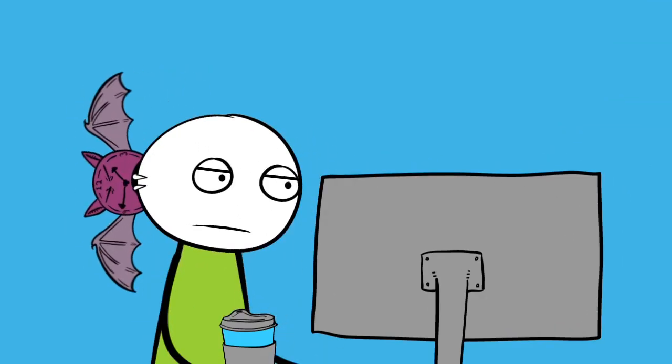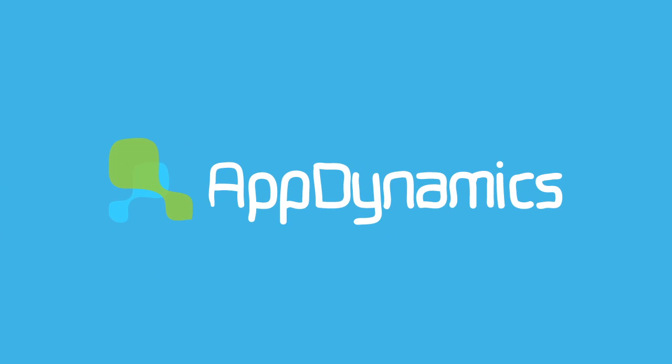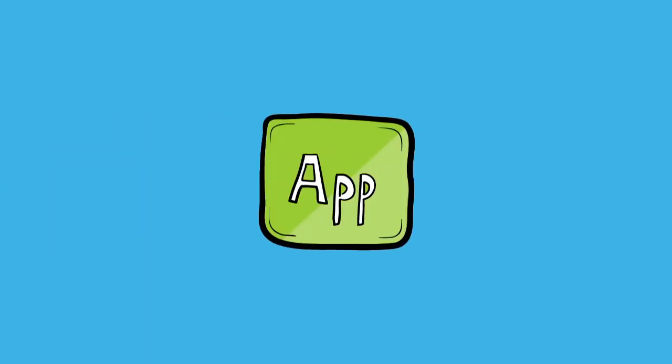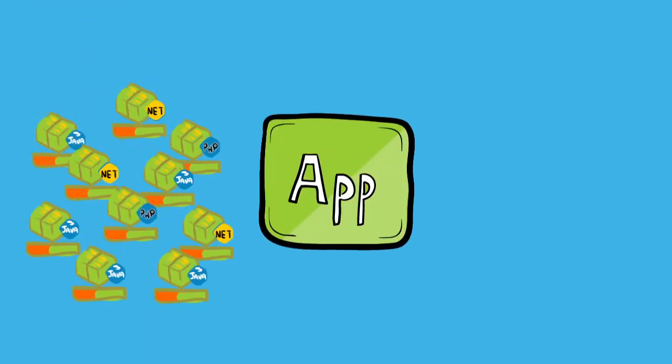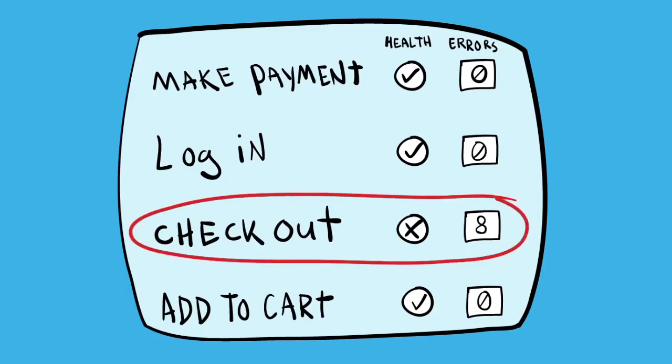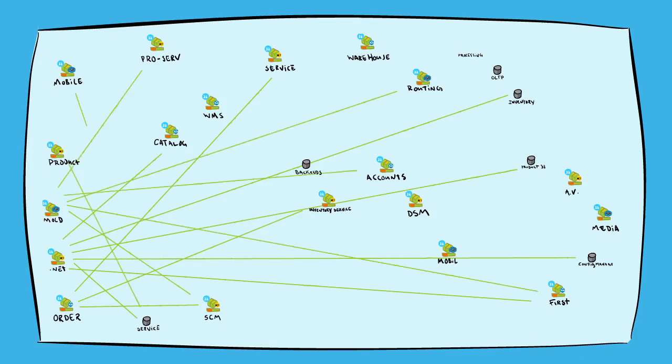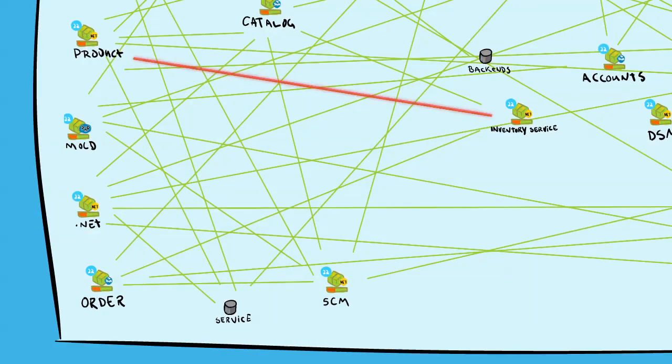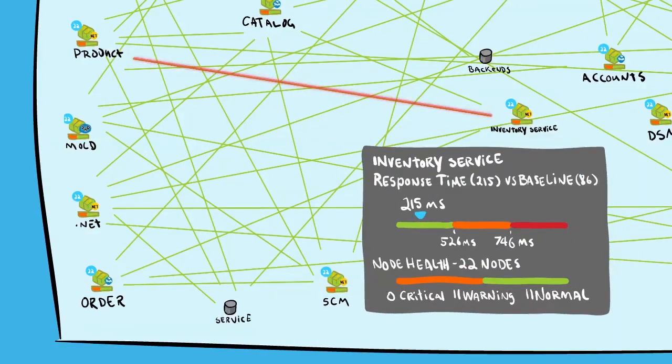That's the idea behind AppDynamics. It's application performance management software that works whether you have 10 servers or 10,000. It helps you find the root cause of the performance issue fast. AppDynamics gives you complete visibility into everything that's happening and tells you where the problems are.